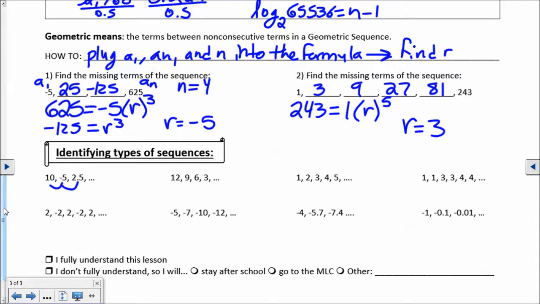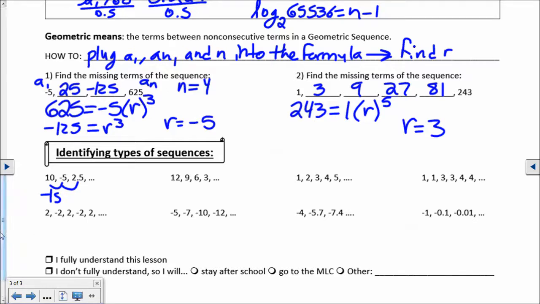Negative 2, that's multiplied on that. What would you have to add? Negative 15. You'd have to add negative 15 to go from 10 to negative 5. What would you have to add to go from negative 5 to 2.5? Positive 7.5, which is not this, right?